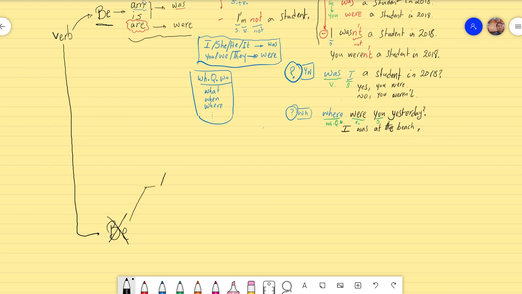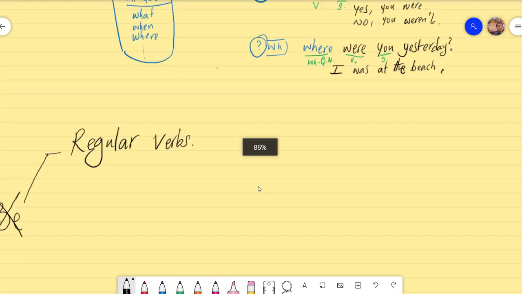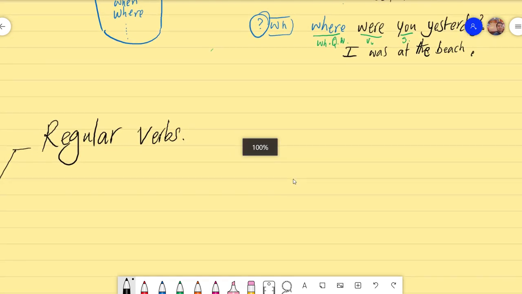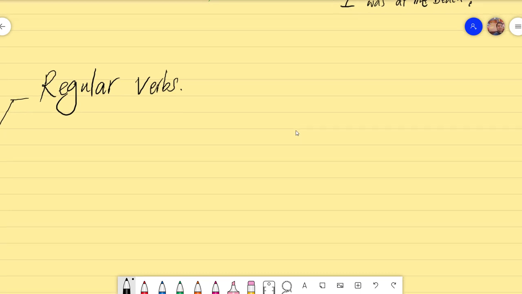Good. Now again, in this part, when we have verbs that are not be, we have two groups. The first one, we call them regular verbs. What does that mean? Let's zoom in on that. Okay, so we have regular verbs. Now, what are the regular verbs? Simply, regular verbs means that they have rules. They have some rules.